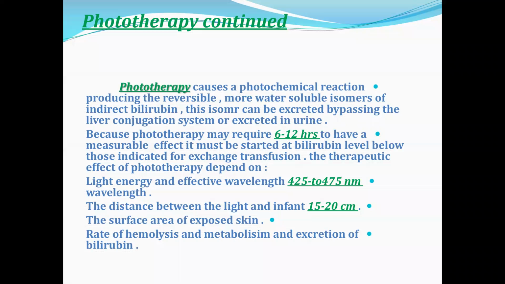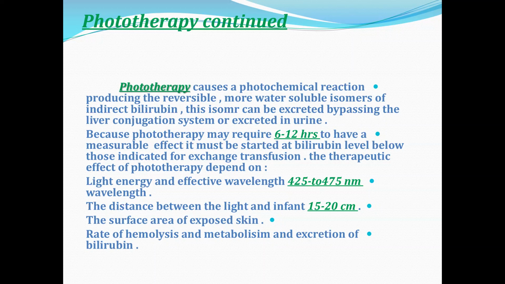To continue with phototherapy, what's the action of phototherapy? It is a photochemical reaction producing reversible, more water-soluble isomers of indirect bilirubin. This isomer can be secreted, bypassing the liver conjugation system, or excreted in the urine. So the action of phototherapy is not to convert indirect to direct, never. Its action is to convert the indirect to the safe isomer that may be secreted easily.